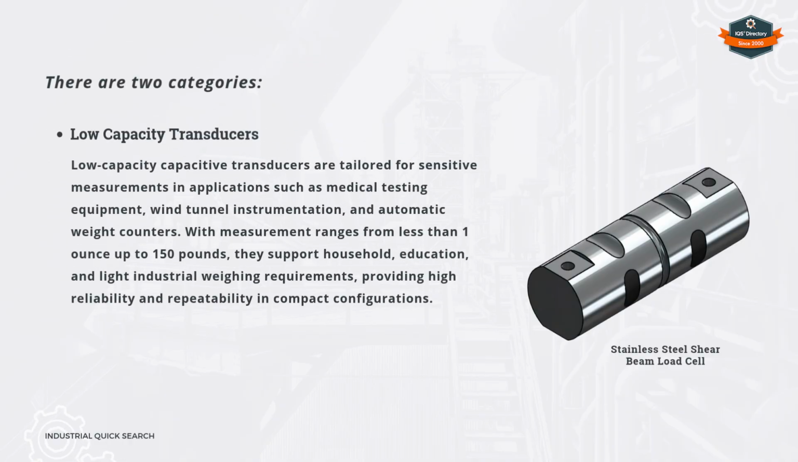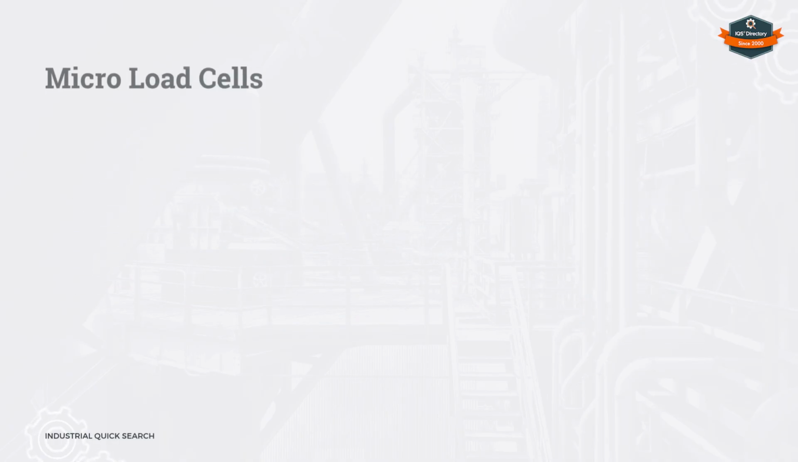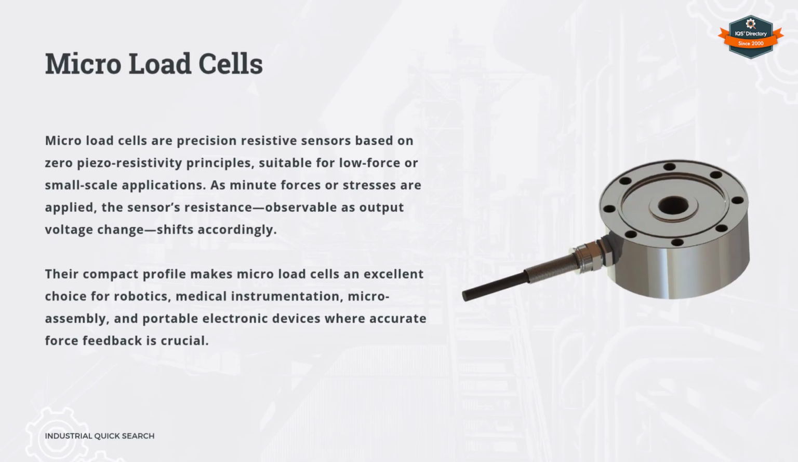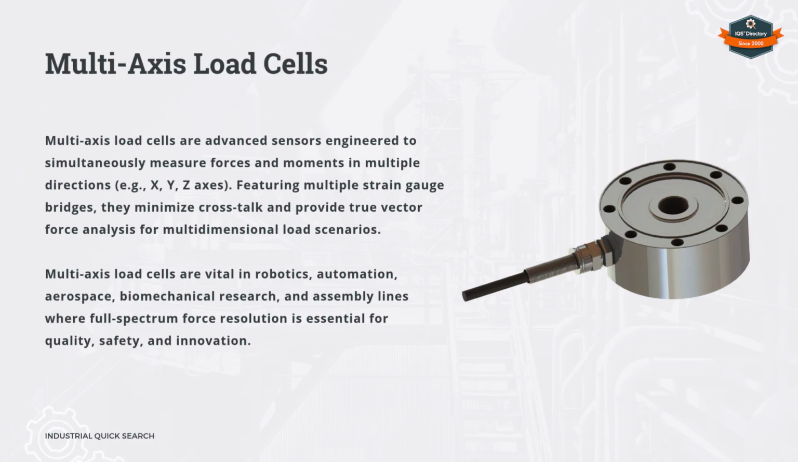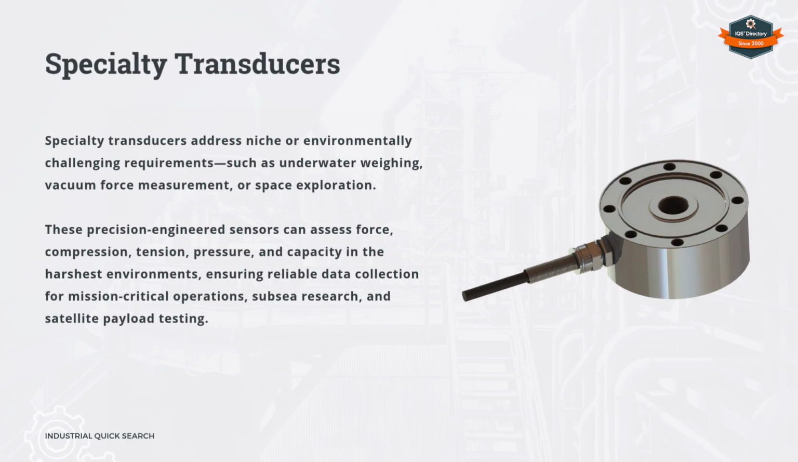There are two categories: low-capacity transducers, mid-capacity transducers. Micro load cells. Multi-axis load cells. High-capacity load cells. Specialty transducers.